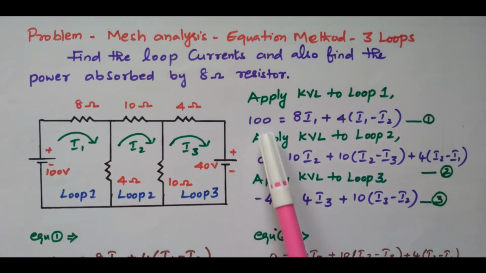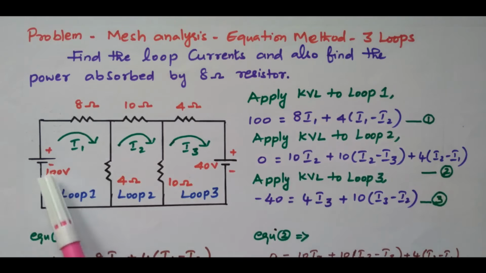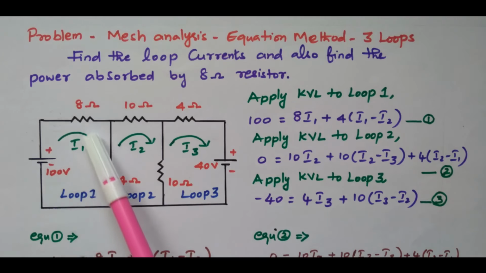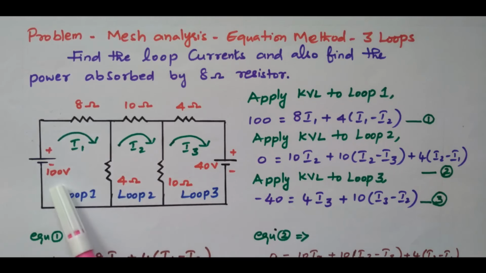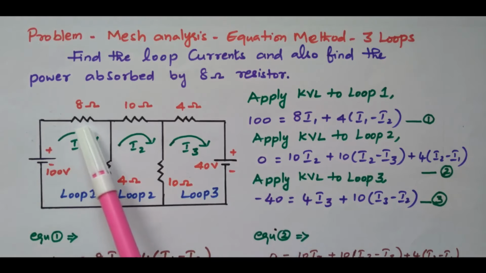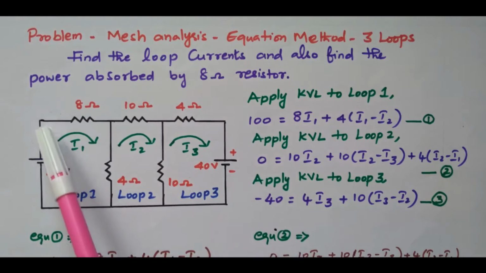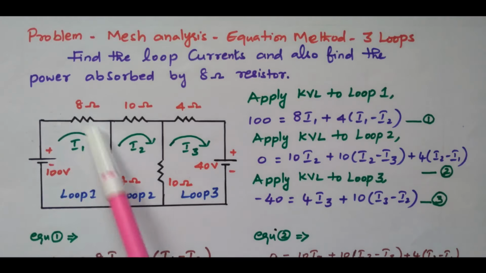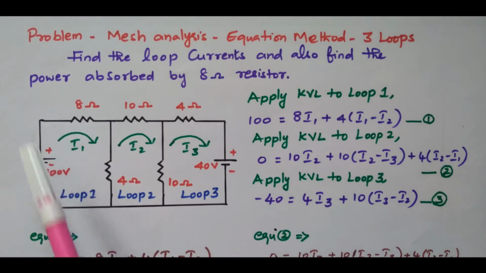So potential rise 100 equals, here this is the supply voltage, so 100. See the current direction, it is flowing in a clockwise direction. In this source it is flowing from downward to upward, that is minus to plus, negative to positive. So the voltage is rising here by 100 volts.